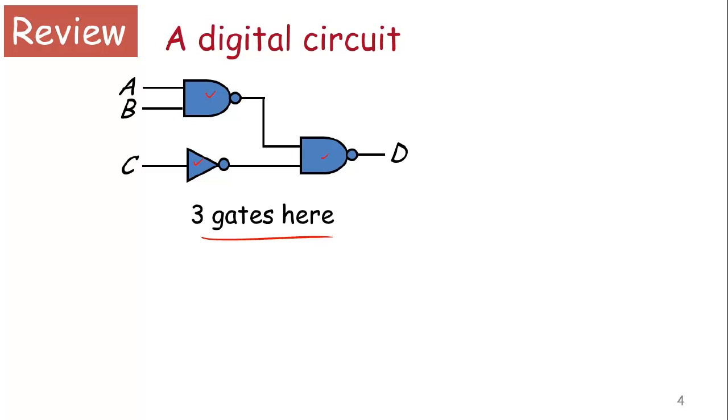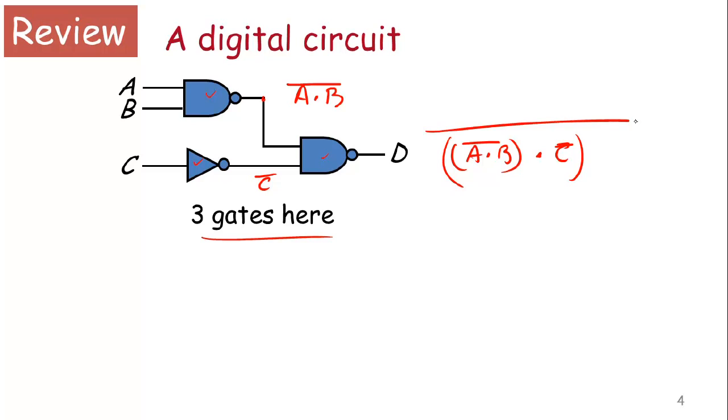So for example, if you look at the output at this point, it is A ANDed with B, and there's an inversion happening. And similarly, for the output of the inverter, it is C bar because there's an inversion happening. And then we can write down D as A dot B bar, and that is ANDed with C bar. And then we take the whole thing and we put an inversion on top of the whole thing. So here is a 3-gate digital circuit, and I've written down the output for you.